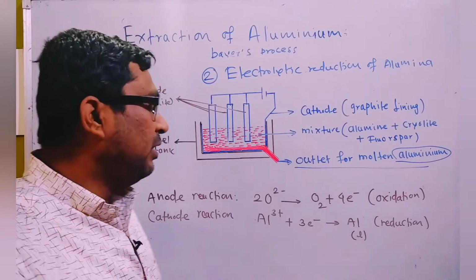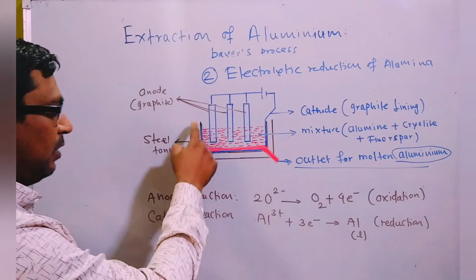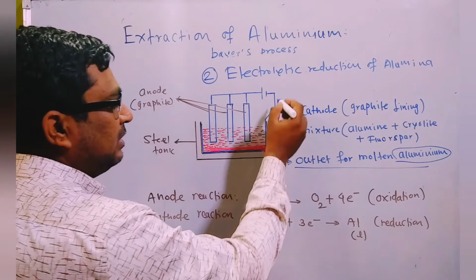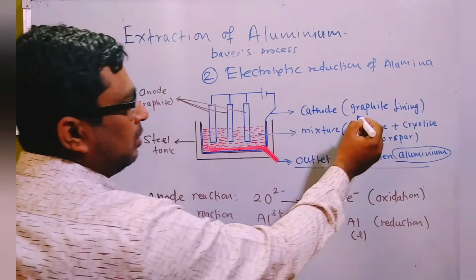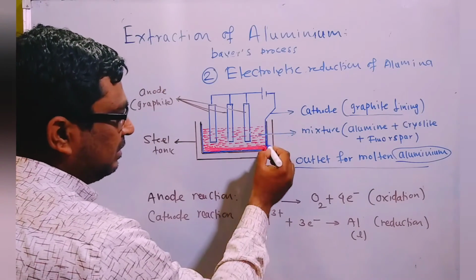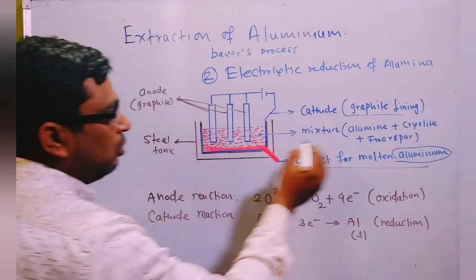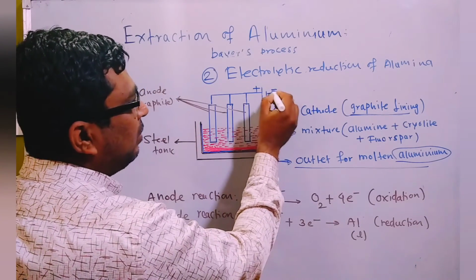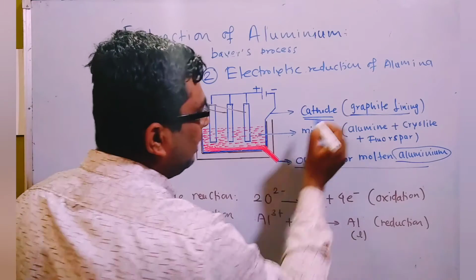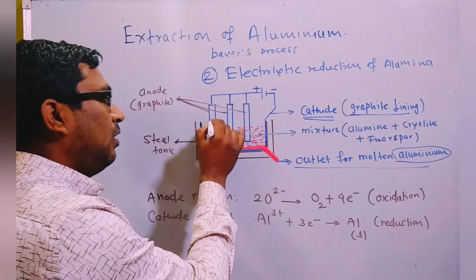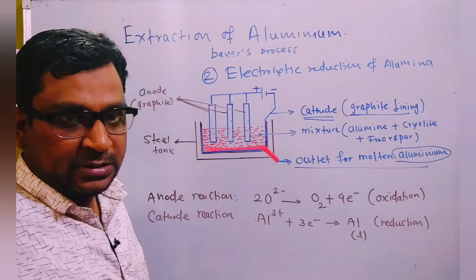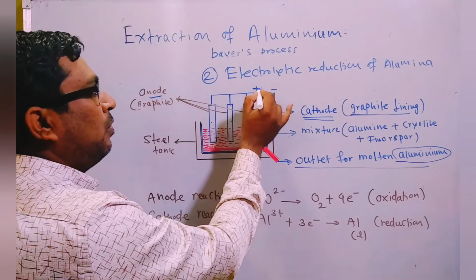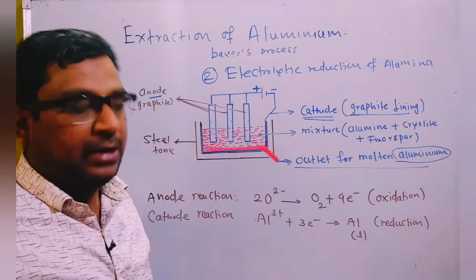For this we have a very normal setup. First of all, we have this steel tank. Inside the steel tank we have the cathode. What is the cathode? The inner lining of this steel tank is a graphite lining, and this graphite lining is connected to the negative terminal of the battery. That's why it works as a cathode. Then we have three graphite rods, and these are called anodes, because they are connected to the positive terminal of the battery.